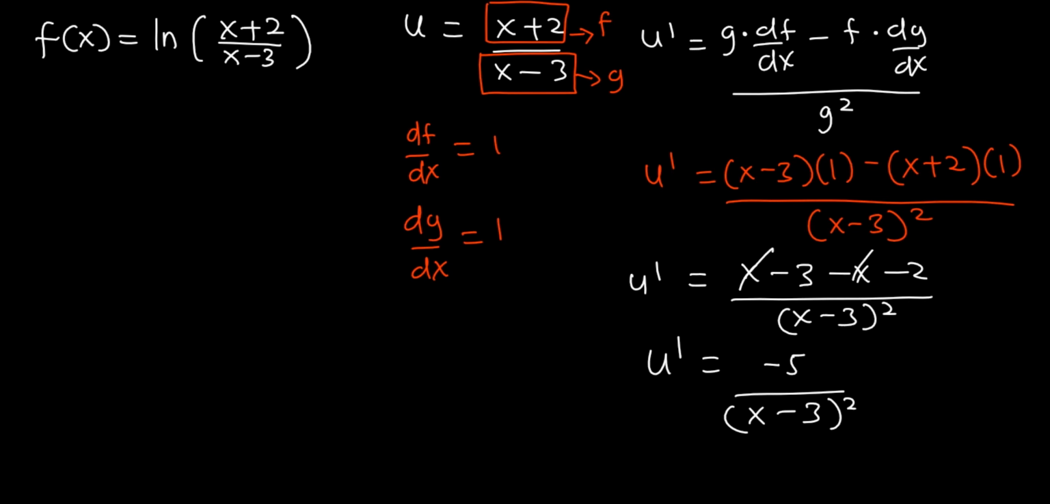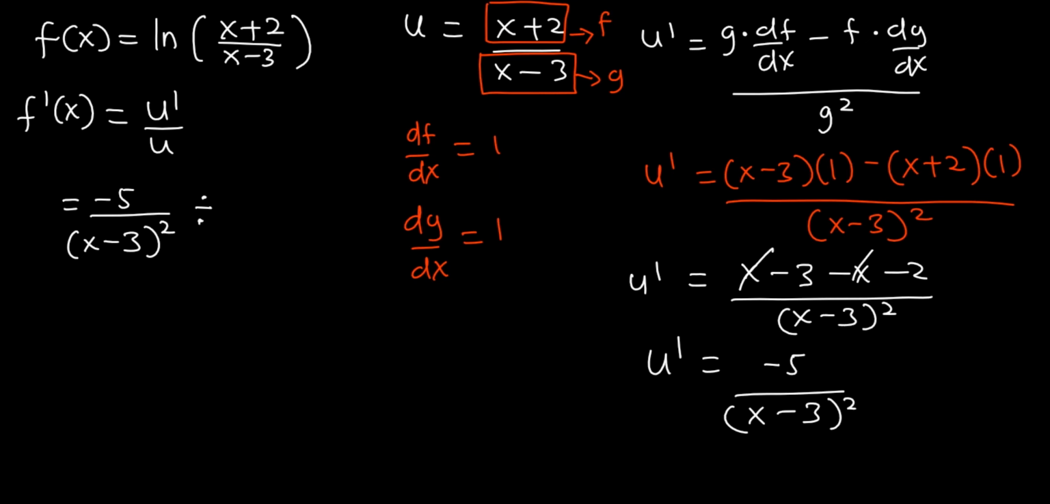Okay, so we have u prime and then we know u. So let's find the derivative of the function that was given. We know that f prime of x will be equal to u prime divided by u. Okay, and then we know u and we know u prime, so let's do the substitution. So that will be equal to minus 5 divided by (x minus 3) squared. That's u prime divided by u. We know u to be (x plus 2) divided by (x minus 3).